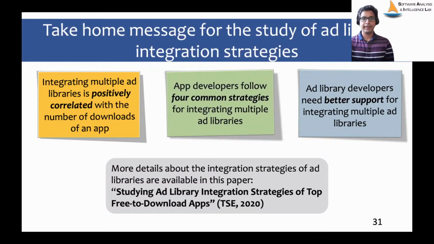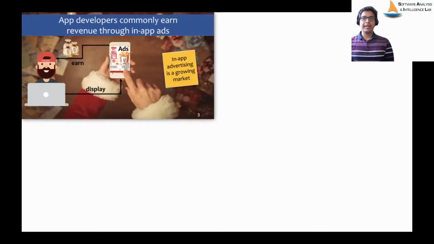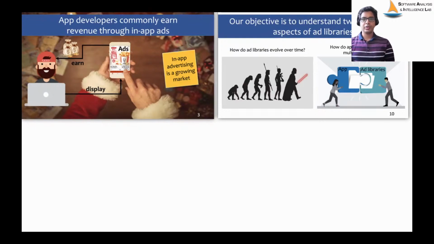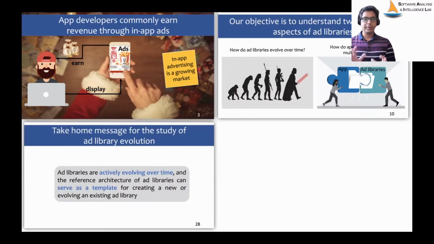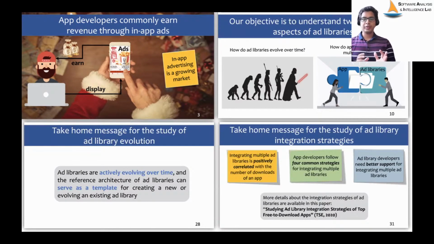which is published in CSE. So in summary, ad library plays an integral role in the mobile app ecosystem. We study the evolution of ad libraries and the integration of multiple ad libraries. We observe that ad libraries are actively evolving over time, and our derived reference architecture can be useful for creating or evolving an existing ad library. And we also observe from the integration study that ad library developers still need better support for integration of multiple ad libraries.